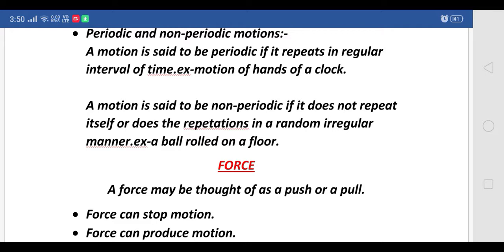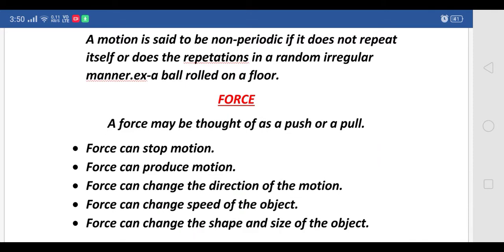Similarly, force can produce motion. If an object is at rest and you apply force and push it, the object starts moving. So the force can produce motion. Force can change the direction of motion. The example of this is the batsman in the cricket. When the ball is coming towards him, he hits the ball with the bat and changes the direction of motion. The ball moves in the other direction. So this is an example of force can change the direction of motion.